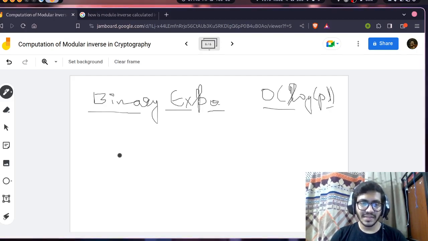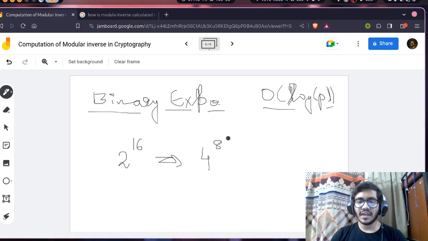Say you need to calculate some number to the power something, say 2 raised to the power 16. So instead of multiplying 16 times, what you can do is calculate 4 raised to the power 8, this whole raised to the power 2. Meaning you can calculate this and multiply it twice within itself, right?